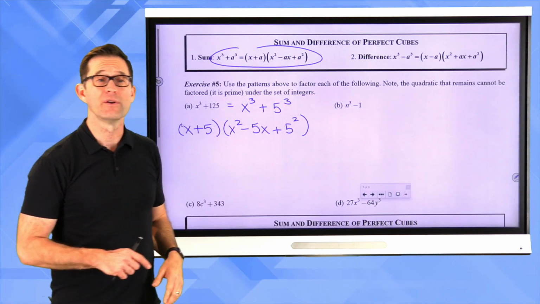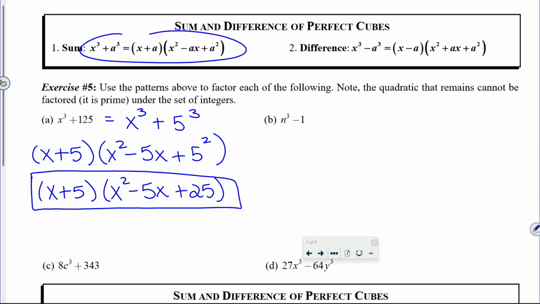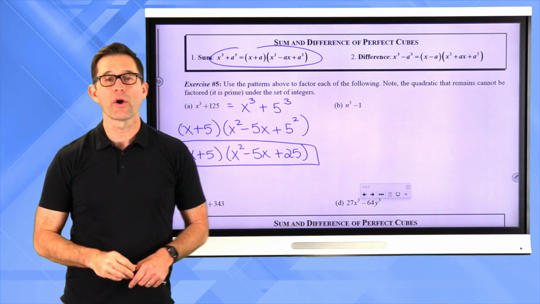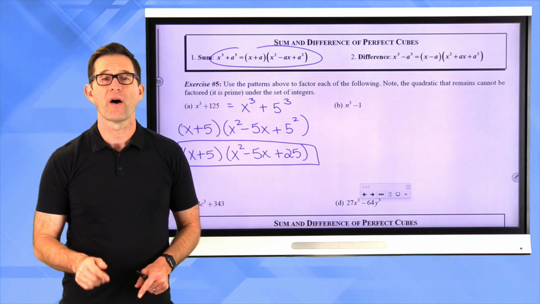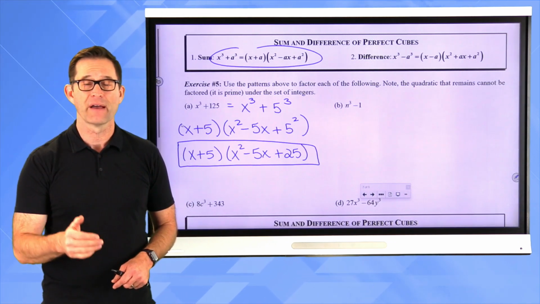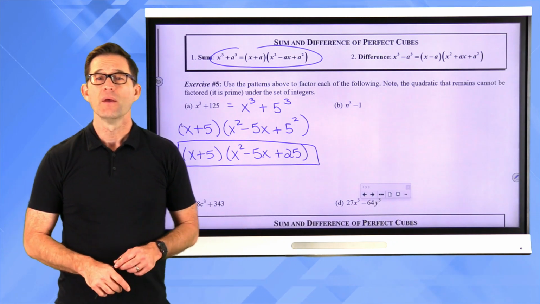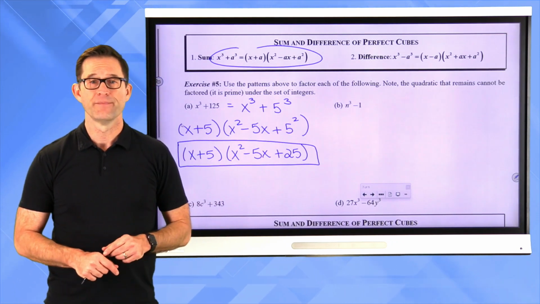The only thing that we want to do to finish this is write down x plus 5 times x squared minus 5x plus 25. And again, just to emphasize, that quadratic, x squared minus 5x plus 25, is prime. You cannot factor it unless you bring in imaginary numbers, and we're not going to do that here. All right, so let's take a look at letter B.